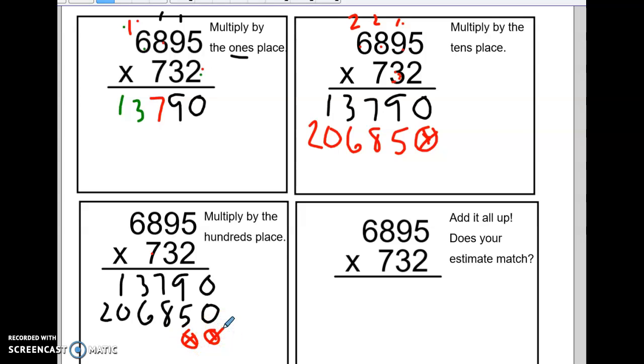Okay? 7 times 5 is 35. Carry the 3. 7 times 9 is 63, and 3 is 66. Carry the 6. 7 times 8 is 56, and 6, that's a terrible looking 6, but that equals 62. 6 times 7 is 42, and 6 is 48. All right, now when we add all this up, let's see if our estimate matches.